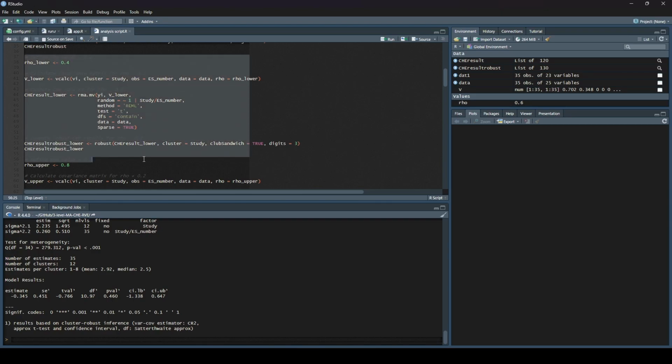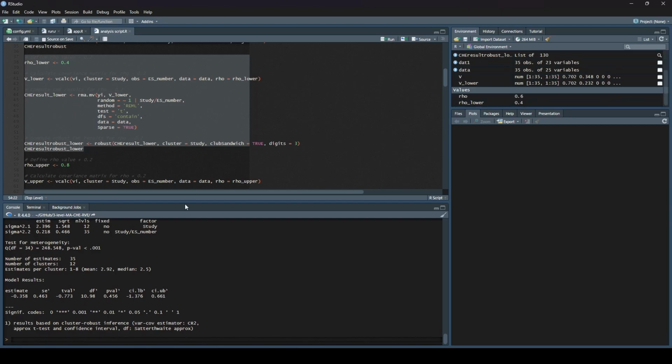So what I'm going to do is I'm just going to highlight this whole chunk here, and all this is doing is I'm changing the rho value. I'm calling it something different. I'm running the same analysis again. The difference is I'm just using that lower rho value. So I'm going to go ahead and hit run.